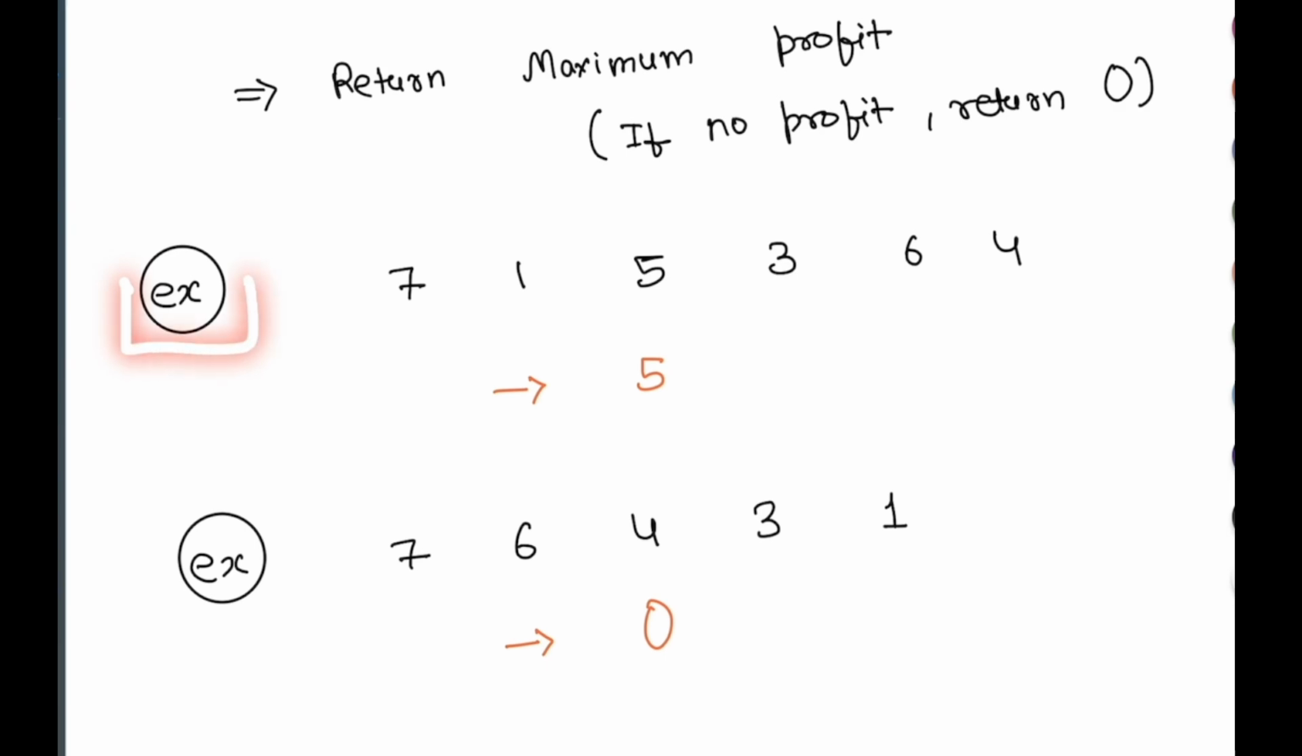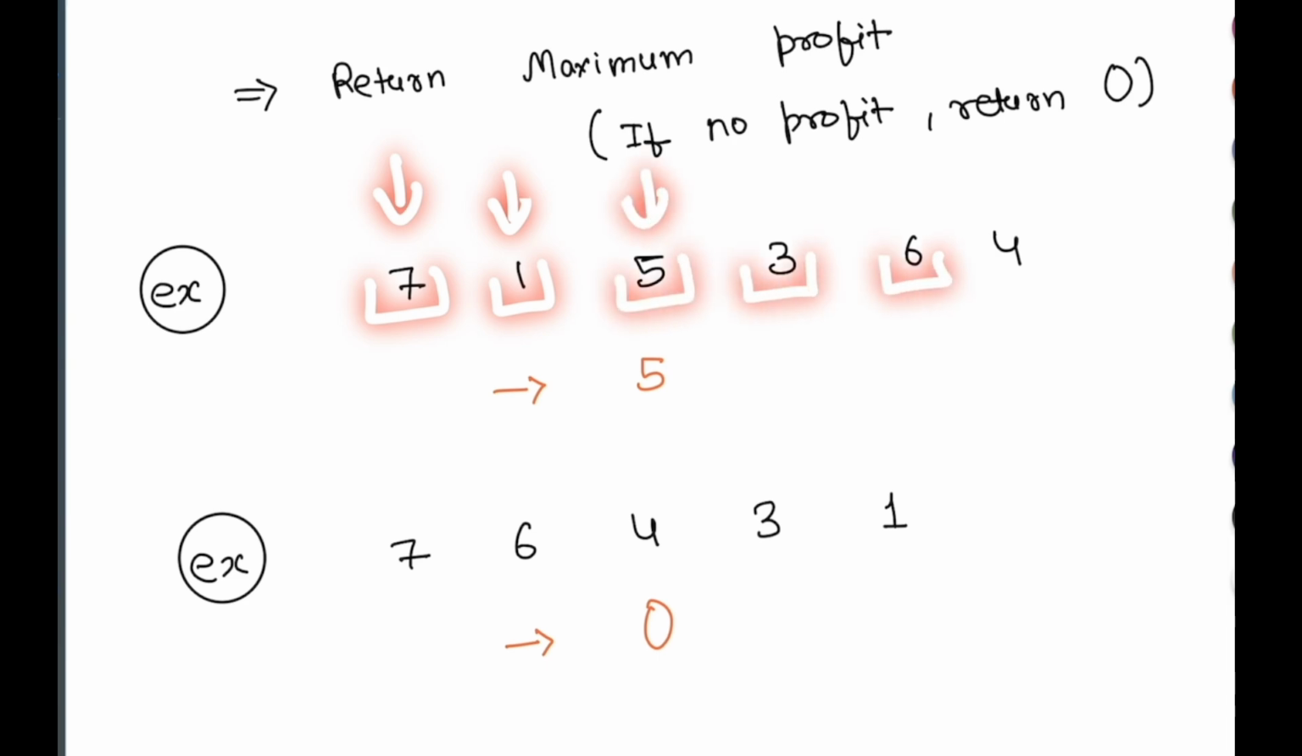Now let us see example number 1, in which the given prices of a stock is 7 on the first day, then it is 1 on the second day, then it is 5 on the third day, then it is 3, then it is 6, then it is 4 on the fourth, fifth and sixth day.